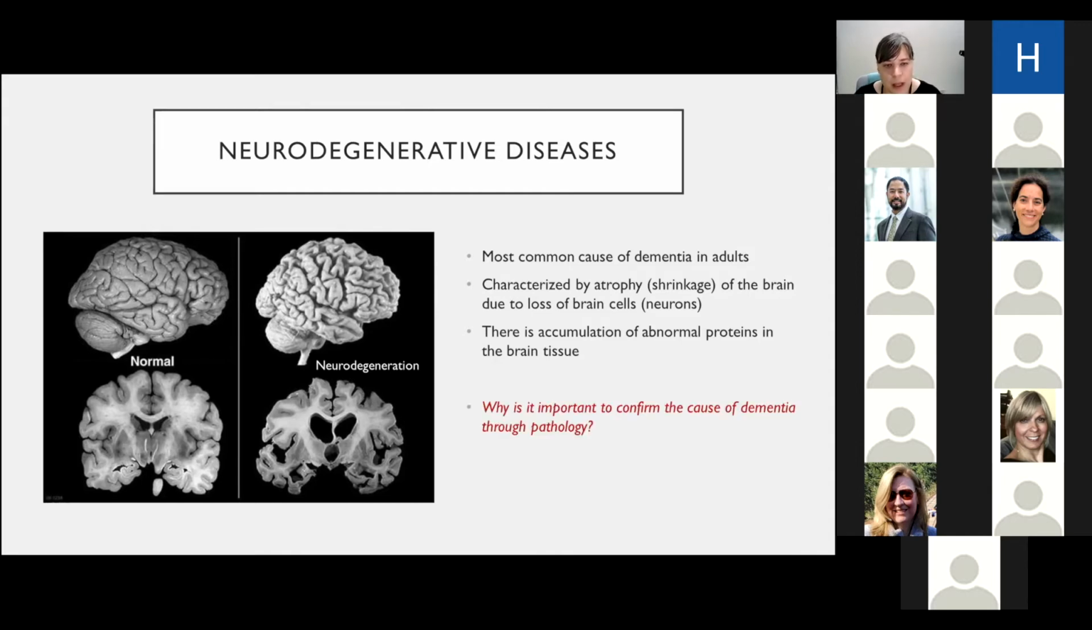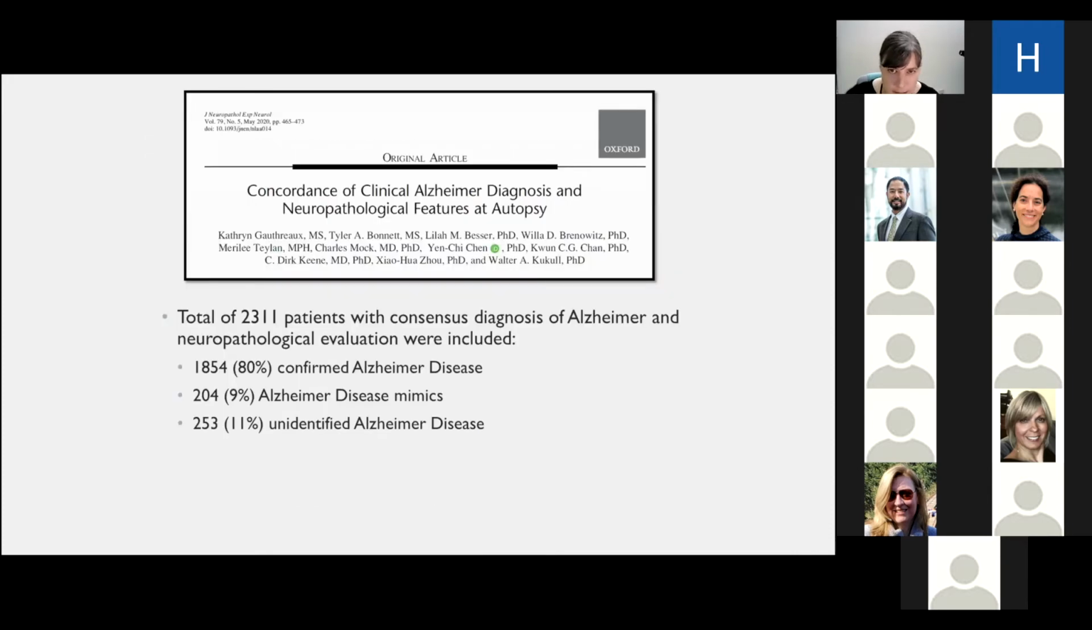So if the pathological diagnosis of dementia occurs after death, why is it important to perform? I think a good answer to that question is highlighted in this study, which was published earlier this year, where they evaluated more than 2,000 patients who had a clinical diagnosis of Alzheimer's disease and had postmortem neuropathological evaluation. What they found was that the vast majority, 80% of patients that had been diagnosed with Alzheimer's disease clinically, indeed had the pathological changes of Alzheimer's disease.